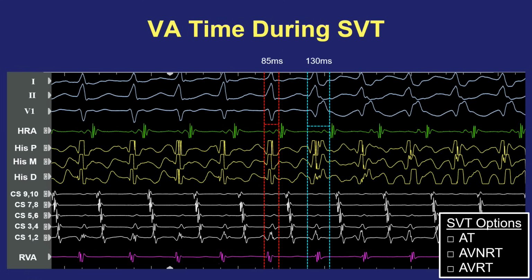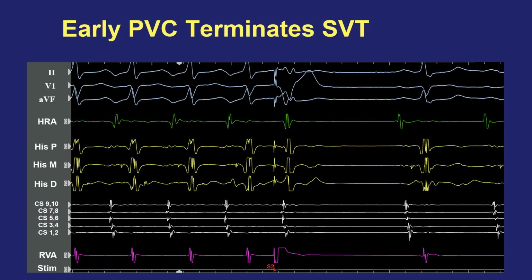So again, when we look at our checklist and we see this phenomenon of VA time changing with the presence or absence of a bundle branch block, we can cross off AT and AVNRT, and we can say with this one observation that we've narrowed it down to AVRT. And in this case, because the right bundle branch block is present and impacts the tachycardia, we can also say that it's in fact a right lateral pathway that's participating retrograde in this tachycardia.